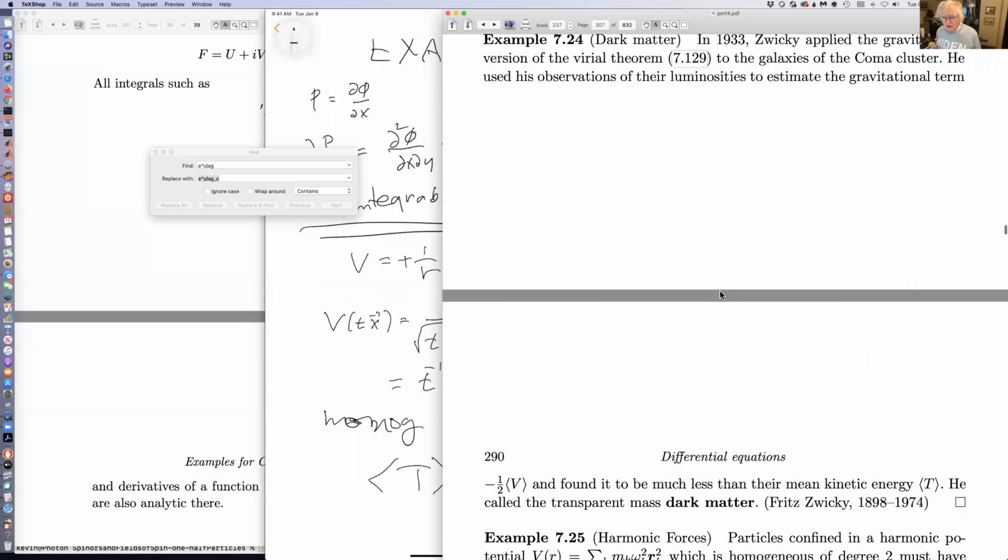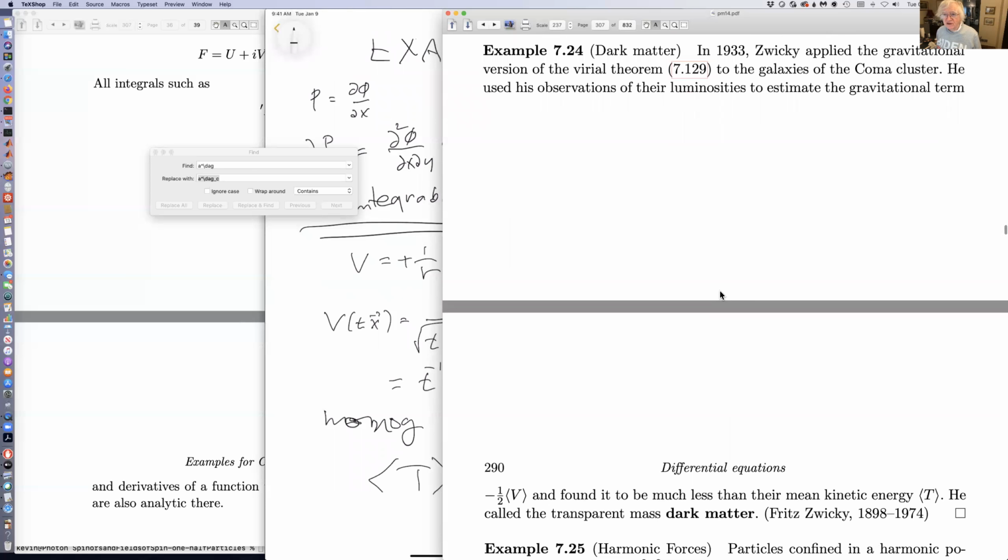Dark matter, well, Zwicky back in 1933, which is almost 87 years ago, more or less, applied the gravitational version of the Virial Theorem to the galaxies of the Coma cluster and used his observation of the luminosities to estimate the gravitational term and found it to be much less than the mean kinetic energy. And he called the transparent mass dark matter.